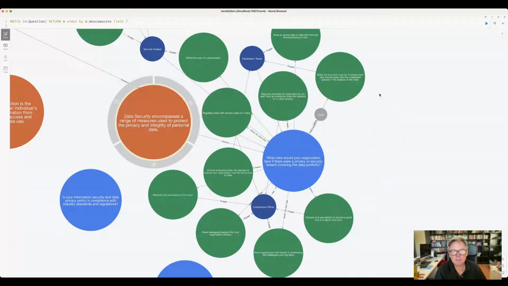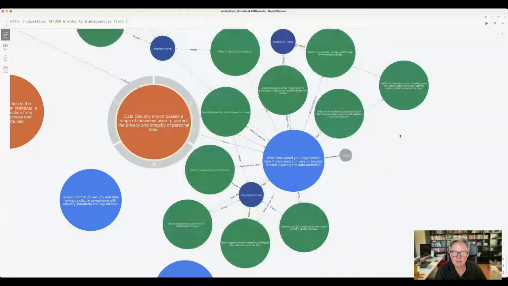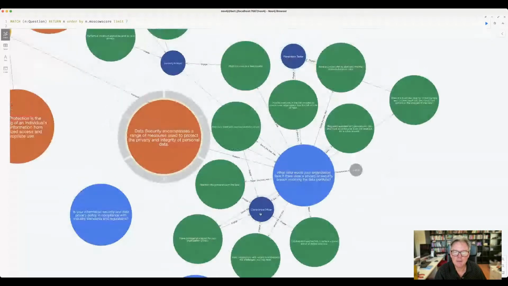Make the business case for investing hard-won income back to the investment options in the analysis of the risks. Actually, is the capturing the risk and taking sure of the risk worth it? Basically, have managerial support for your organizational privacy policy, and these are then the job roles that we need to take care of that. Penetration tester, compliance officer.